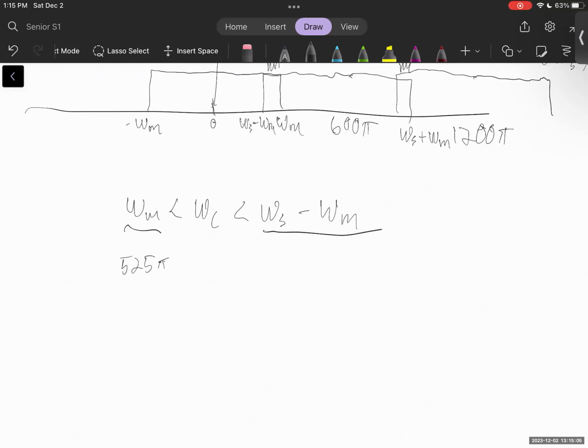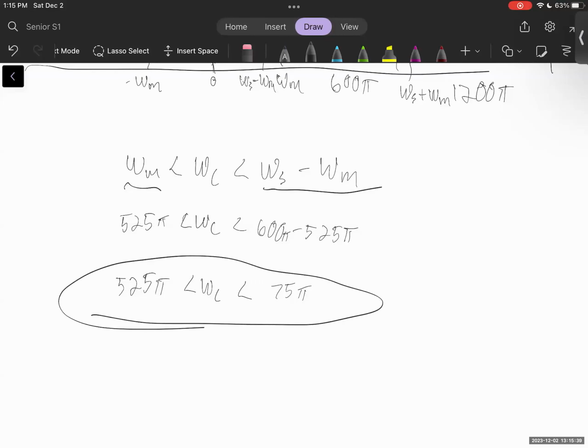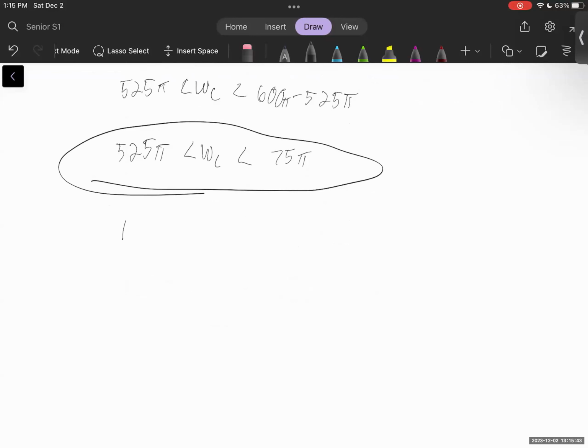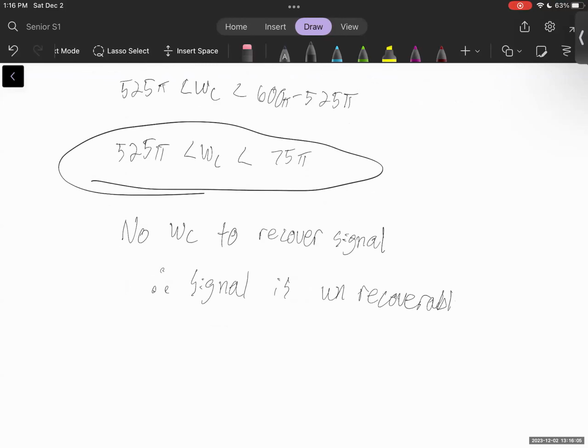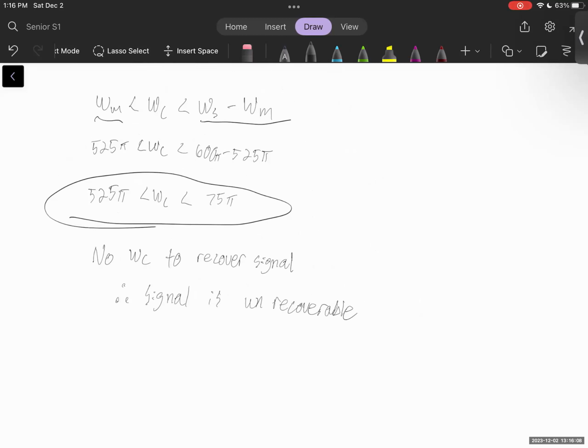Okay, so this is going to give you 525 pi is less than your cutoff frequency, which is less than 75 pi. That doesn't make any sense, right? That inequality, there's no solution to it, right? How can it ever be greater than 525 pi and less than 75 pi? So immediately we see, okay, this inequality has no solution, which means there are no cutoff frequencies to recover the signal. Therefore, the signal is unrecoverable. All right. Any questions on that section of the problem?